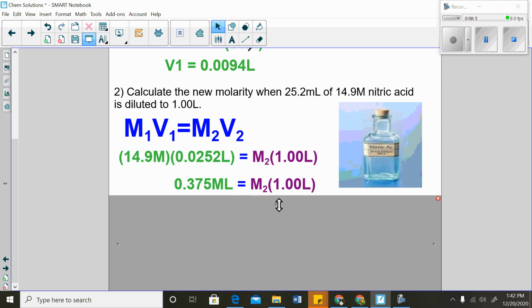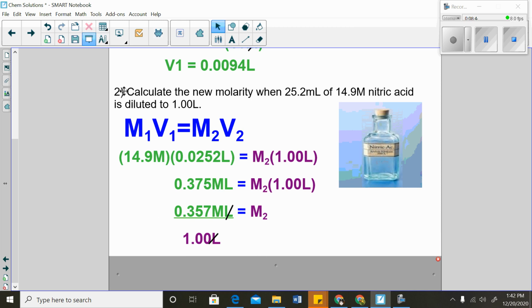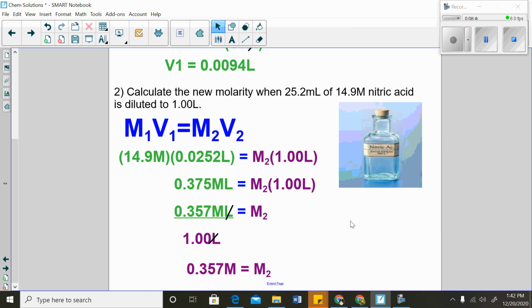Now, what do you do next? Well, you're trying to get M2 by itself. That's what you're trying to solve for. So you need to divide by 1, which is a great calculation because it ends up being 1. And your significant figures are both the same, so you should have 3 in your answer.